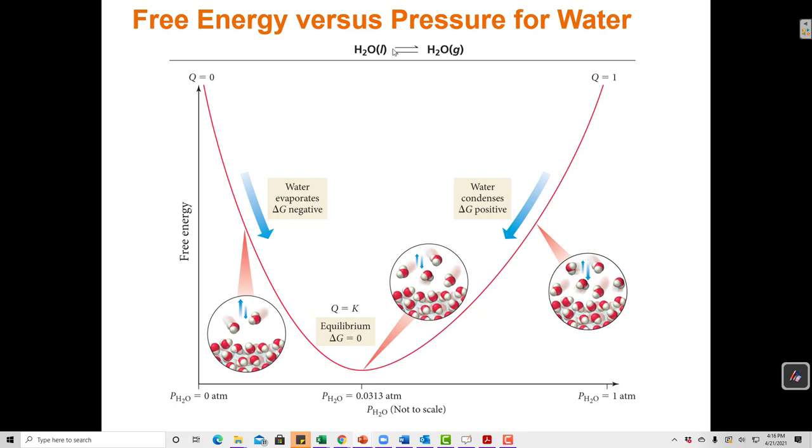But if I'm at any position besides here, the reaction will change until it gets back here, right? So here's my liquid going to gas, the vapor pressure of water. So if I have Q equals zero, let's make our equilibrium expression for this reaction. Remember that pure liquids are left out, and K equals products over reactants.